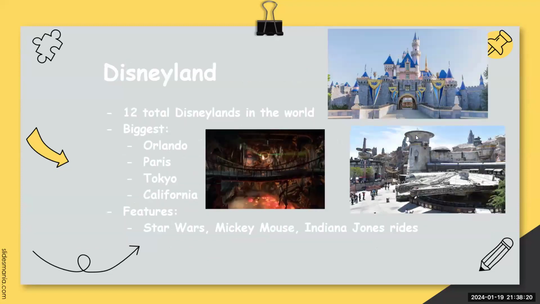Yeah, so first we'll be talking about Disneyland. There are like 12 total Disneylands in the world, and the biggest take place in Orlando, Paris, Tokyo, and California. Like I said, Disneyland features a lot of Disney movies and TV shows. A lot of their rides include Star Wars, Mickey Mouse, and Indiana Jones.